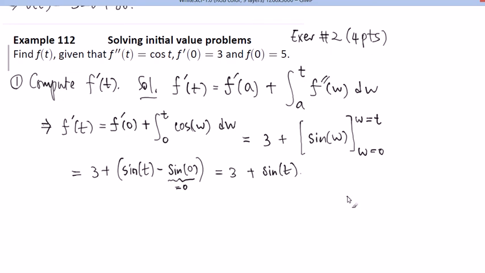Right? How was it? F prime of t? F double prime of t: cosine is the antiderivative of sine in terms of w, so you stick in the two values there, and you get 3 plus sine t. Any questions? So if you got this one right, that's 2 points, and the next part is that now you know f prime of t, so go backward one more time to compute f of t, right?